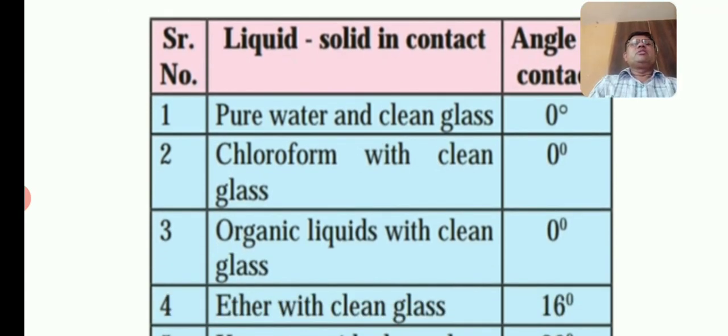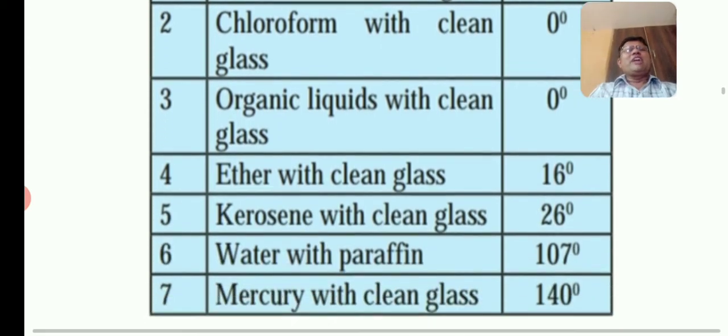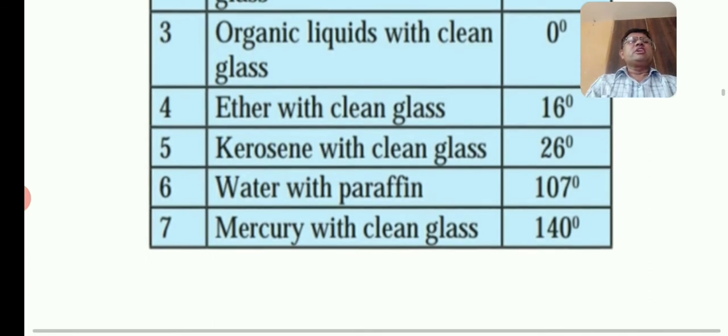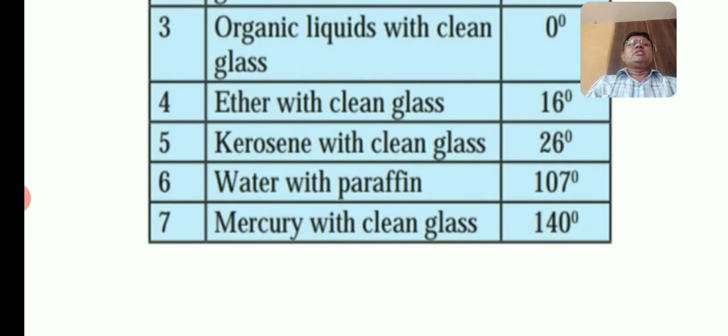For the first case, the angle of contact between pure water and clean glass is 0 degrees. Second, the angle of contact between chloroform and clean glass is also 0 degrees. Third, the angle of contact between organic liquids and clean glass is 0. In the fourth example, the angle of contact between ether and clean glass is 16 degrees, which is an acute angle. In the fifth case, the angle of contact between kerosene and clean glass is 26 degrees, which is also an acute angle.